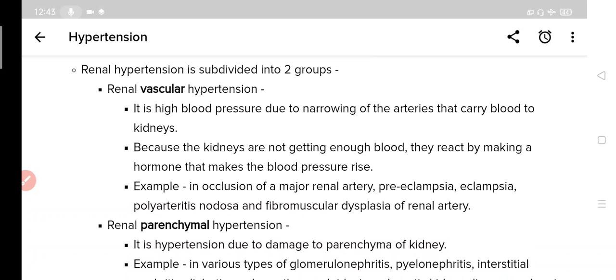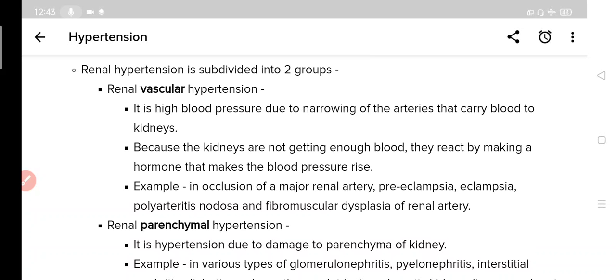We will learn about that hormone later in detail. Here just remember this point: if kidneys are not getting enough blood due to narrowing of artery, they release a hormone which increases blood pressure in an attempt to get enough blood. So this was the first subdivision, that is renal vascular hypertension.